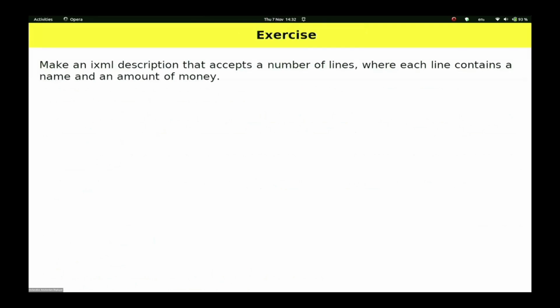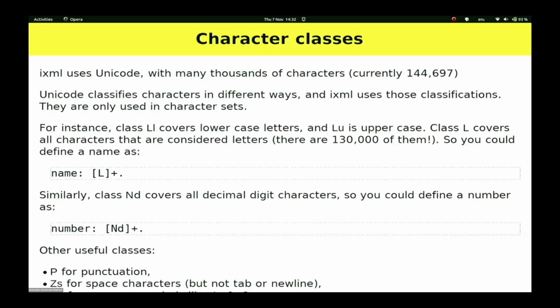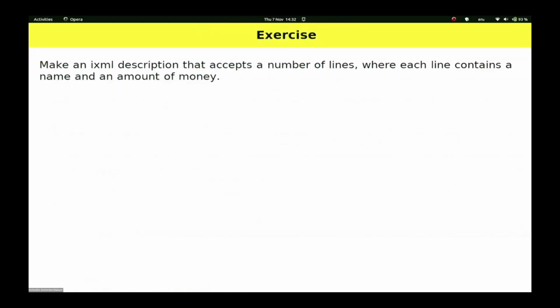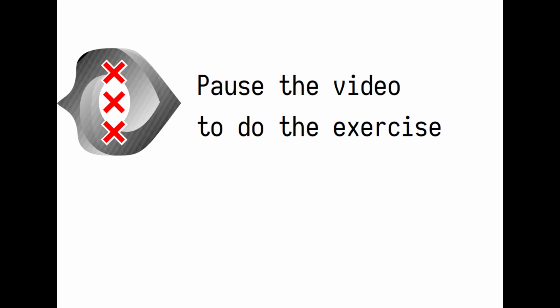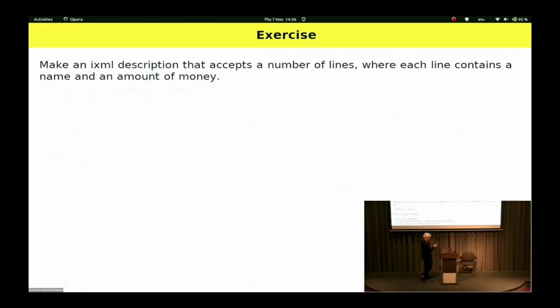So let's try this. Make an IXML description that accepts a number of lines, and each line contains a name and an amount of money where you include a character sign for the currency. So I'll leave this up, but yeah, each line, a name and an amount of money. Well, let me show you.